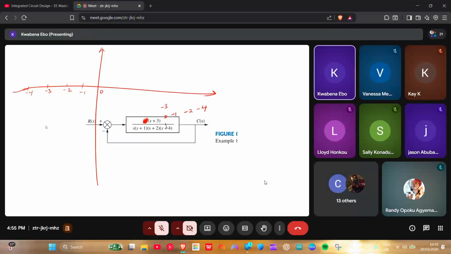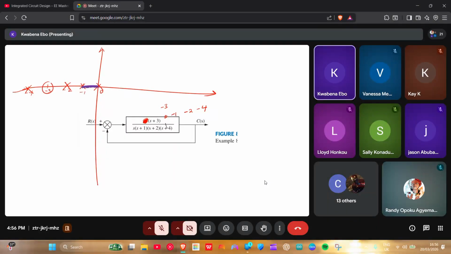So pole, pole, pole, and 0, then there's another pole. Then we are supposed to sketch the root locus. Between this and this, there'll be a root locus. I don't want to explain that. And then from the number of poles and zeros, we know that three root loci will be going to infinity. So then this and this, they will go out. This goes towards this, and then this goes here.